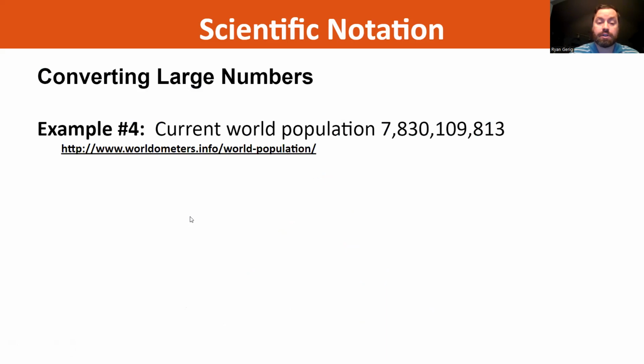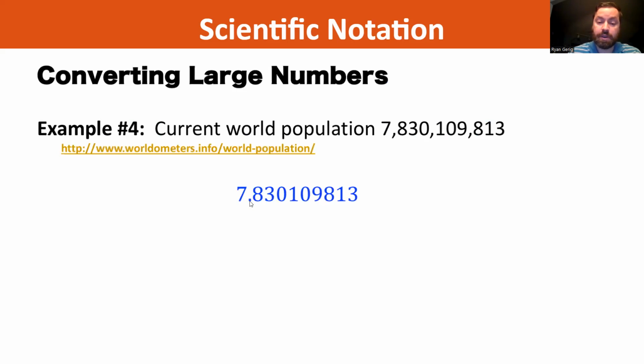All right, so converting large numbers. The current world population, as of a little while ago, so it's not completely accurate, but you get the picture. It's a very large number. 7,830,109,813. Well, let's write that in scientific notation. So right now the decimal's after the 3 at the very end. I want the decimal to be between the 7 and the 8 because that would put A, the number in front, between 1 and 10. So I need to put the decimal here. Now, in doing so, I move the decimal 1, 2, 3, 4, 5, 6, 7, 8, 9 spots. So that puts my exponent at positive 9.